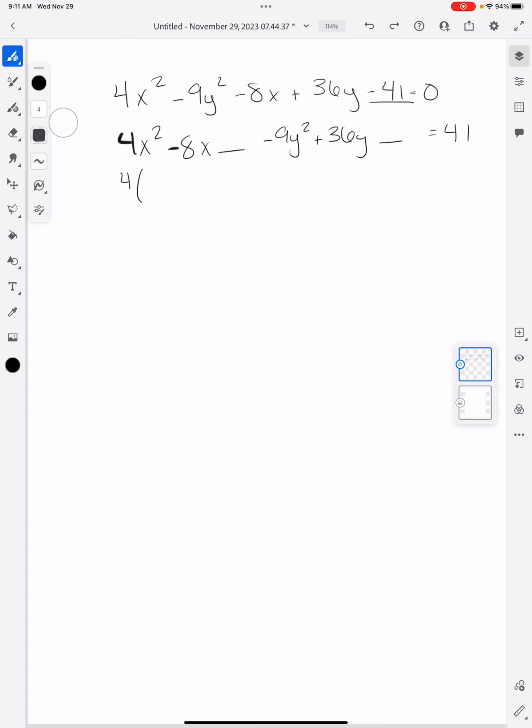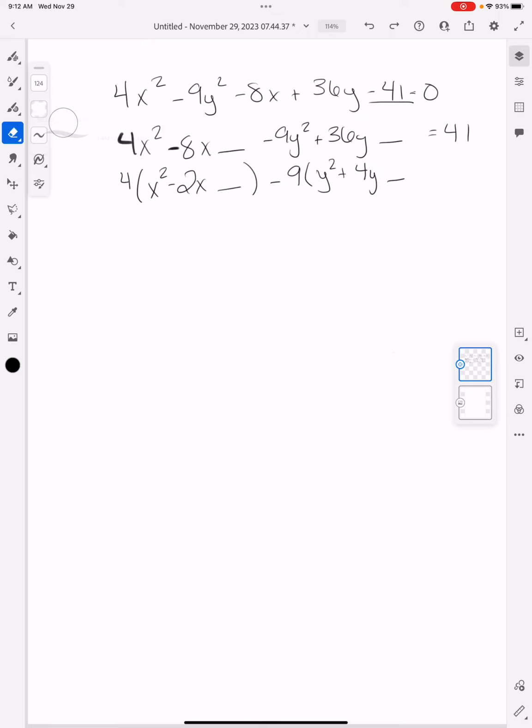So if I have 4x squared divided by 4, that would be x squared. And then I have 8x divided by 4, which is going to be 2x. And then I'm going to have that blank there for completing the square. Minus, I'm going to factor that 9 out. And so I'm going to have y squared plus 36 divided by 9, which is going to give me 4. And then I'm going to have that blank.